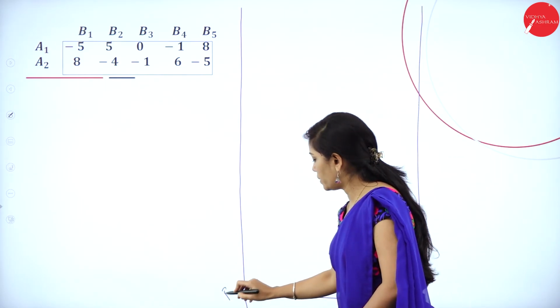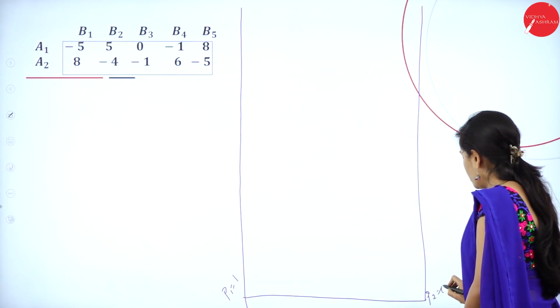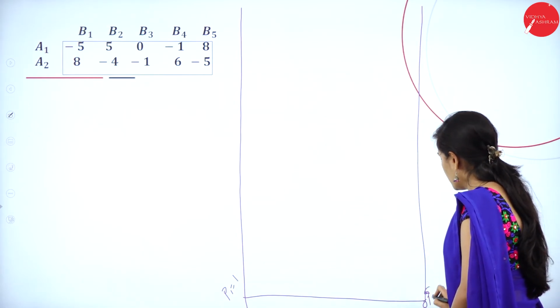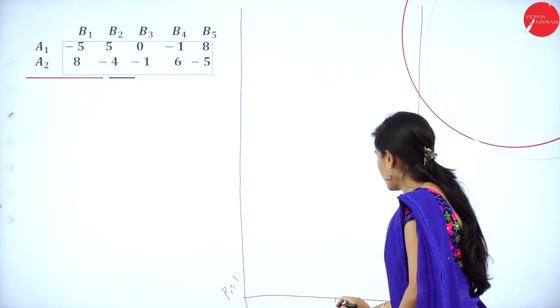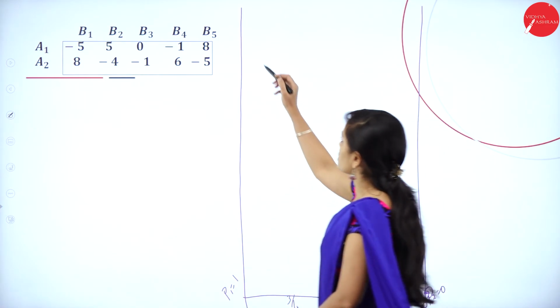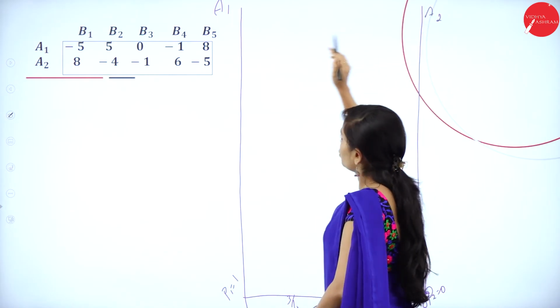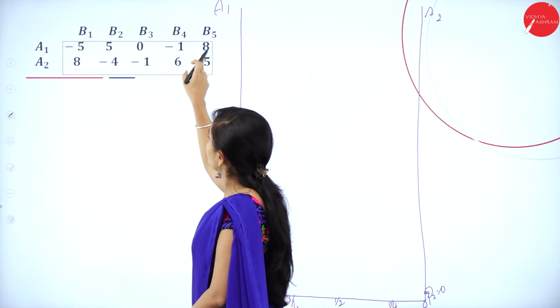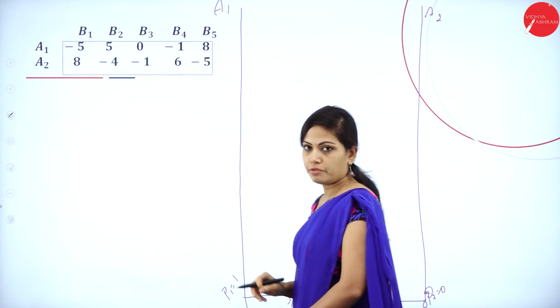So this point P1 is equal to 1 and P2 is equal to 0. This is 0 and 1 by 4, 1 by 2 and 3 by 4. So this is A1 axis and this is A2 axis. So here the maximum value is 8 and the minimum value is minus 5, right?